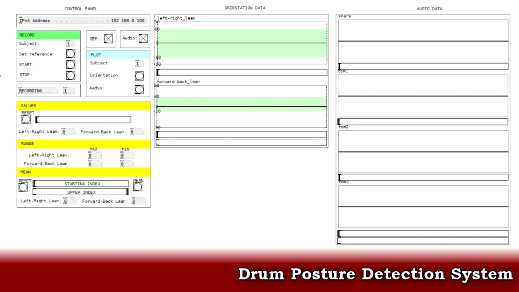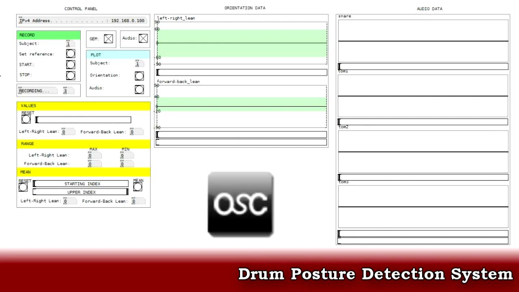The drum posture detection system uses an Android app called OSC to send orientation data over a local network using the Open Sound Control, or OSC, protocol. The IP address is detected by the patch, whilst the port number is preset.